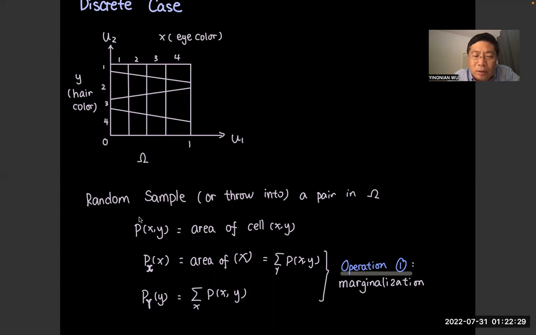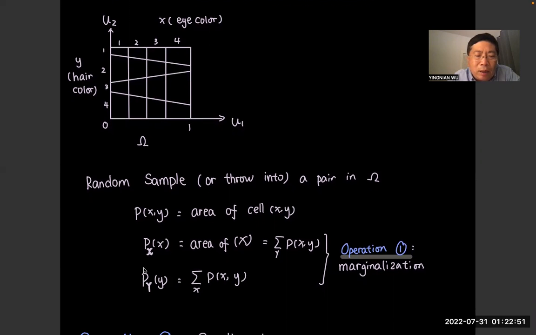Therefore, the joint distribution of xy, or the joint probability mass function for xy, denoted by p_xy(x,y), is equal to the area of the cell of xy under this uniform sampling, or equally likely sampling.